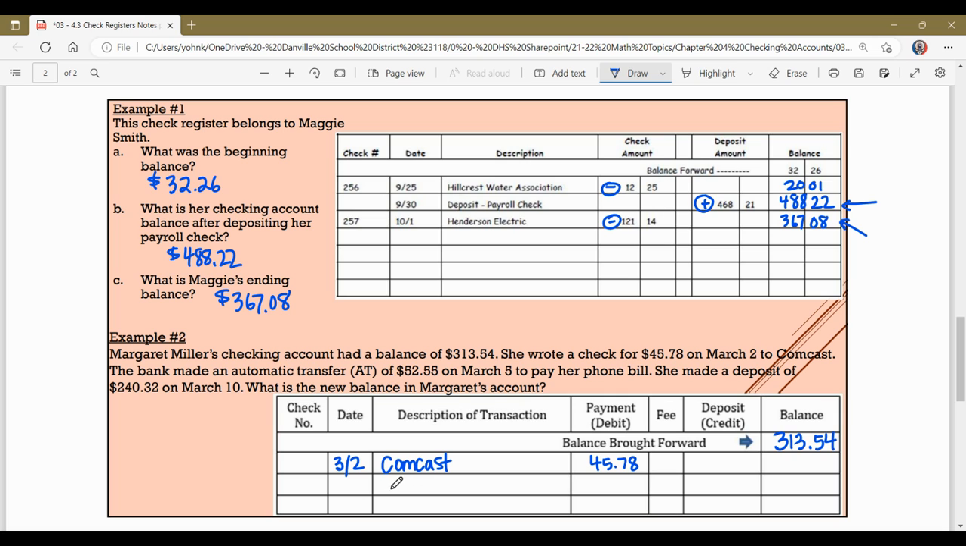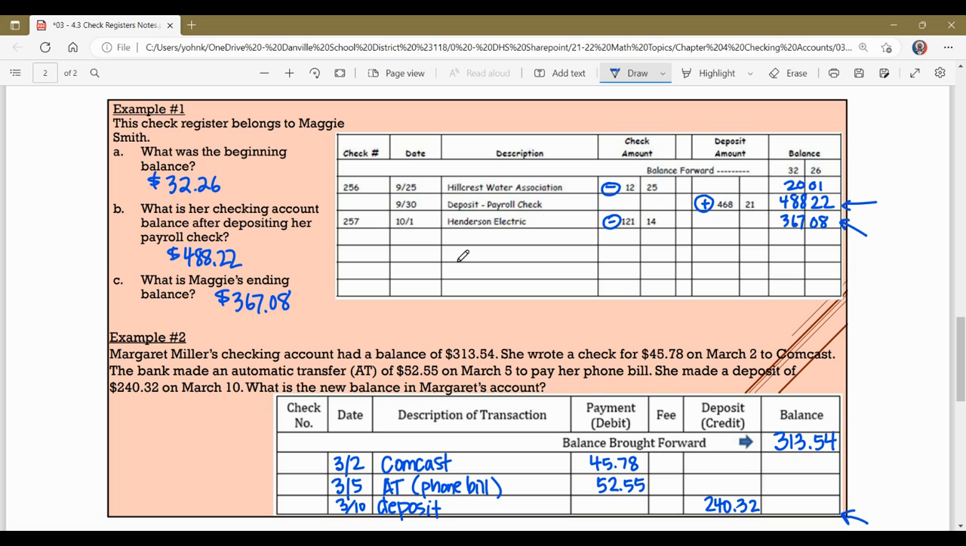The bank made an automatic transfer. That's an AT. That's like when you just have direct bill pay. Of $52.55, that is a payment. On March 5th to pay her phone bill. Then she made a deposit, that's this column, of $240.32. Sometimes you can put deposit paycheck. We don't know what her deposit was here, and it was on March 10th. Find the new balance in Margaret's account. So I'm looking for that number right there.